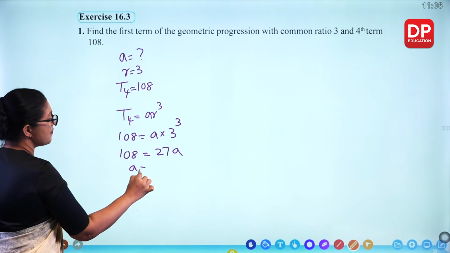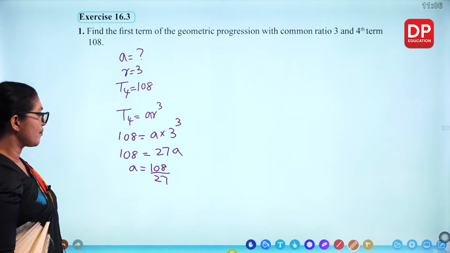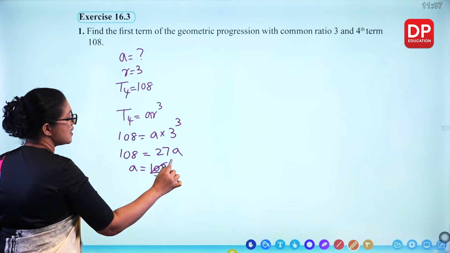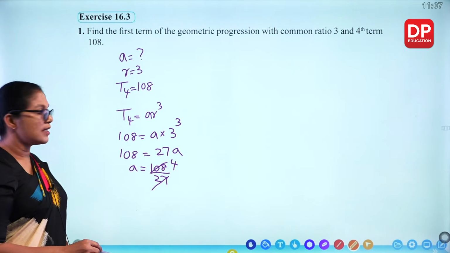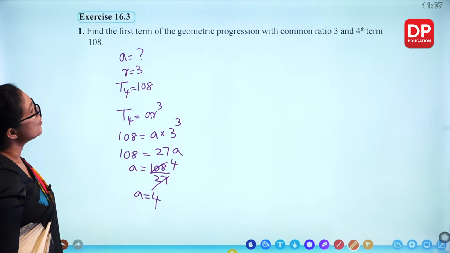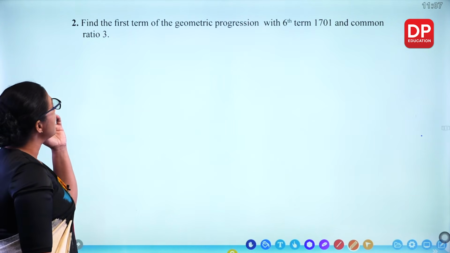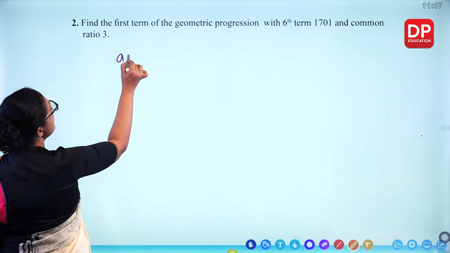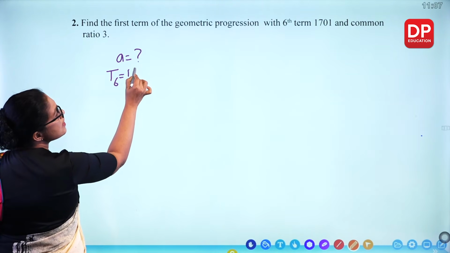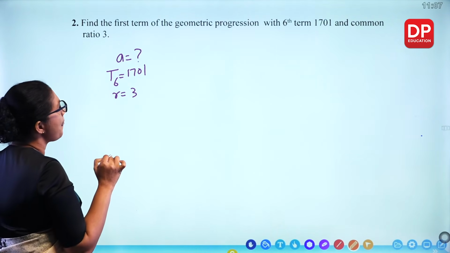So what's the first term? 108 divided by 27. You get 4 times 27 is 108. So the value for a is 4. So we found out the first term as 4. Question number 2. Find the first term of the geometric progression with sixth term is 1701 and the common ratio is 3.